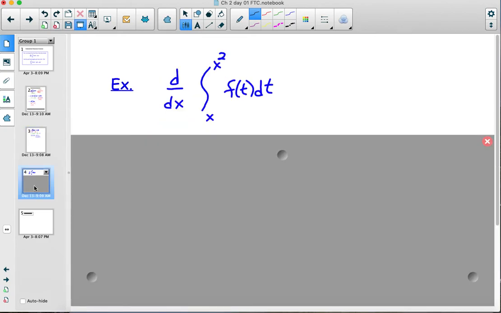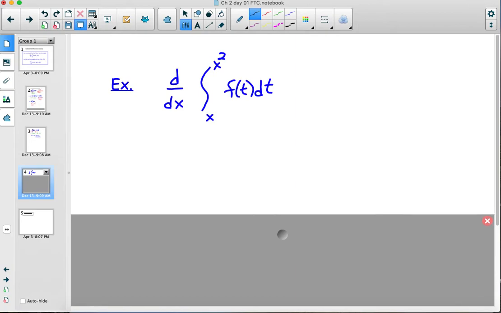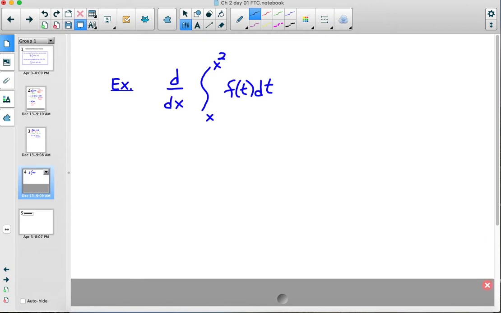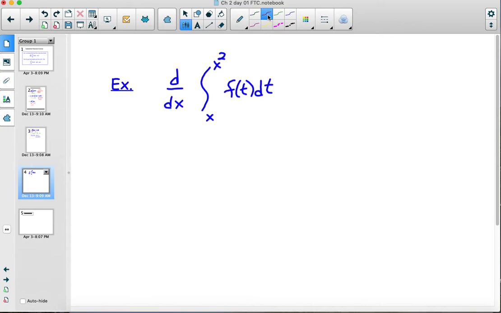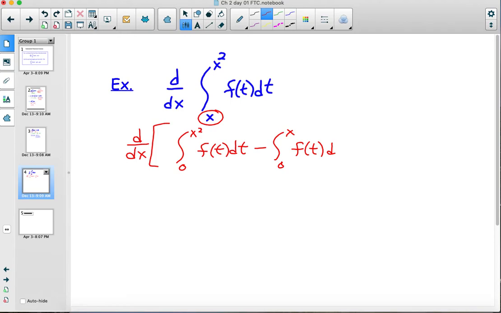Alright, let's look at another one. How about the derivative with respect to x of the integral from x to x squared? Now this is different from the one before because this is not a constant. But once again, here's where the property of integrals comes into play. So what I could do is split this up and say that's the same as the integral from 0 to x squared of f of t dt minus the integral from 0 to x, I'll draw a picture for that in a second to help you visualize this, dt.